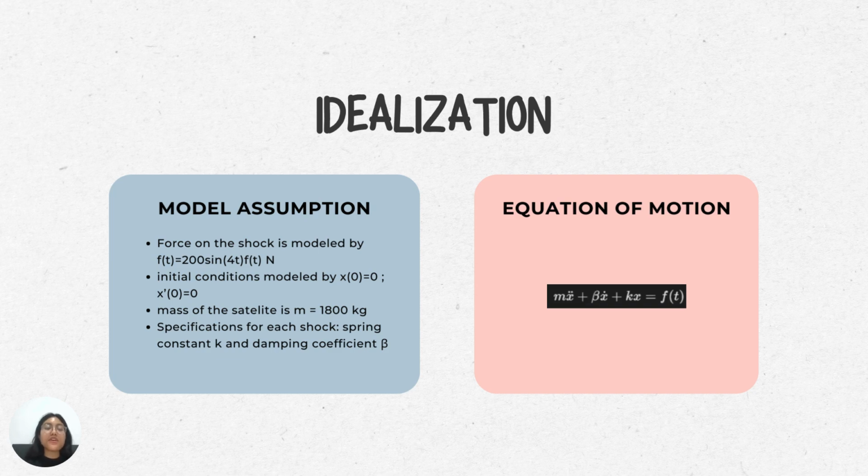The idealization for the model assumption: first, the shock is modeled by F(t) = 100 sin 40t, and the initial conditions are x(0) = 0 and x'(0) = 0, and the mass of the satellite is 1800 kilograms. The specification for each shock is spring constant k and damping coefficient beta. And we will use the equation of motion m x'' + beta x' + k x = F(t).